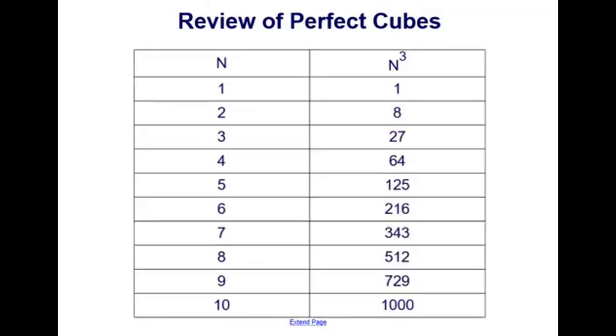So if we fill in our list, we have 1 cubed is 1, 2 cubed is 8, 3 cubed is 27, 4 cubed is 64, 5 cubed is 125, 6 cubed is 216, 7 cubed is 343, 8 cubed is 512, 9 cubed is 729, and 10 cubed is 1,000. And again, we found those numbers by taking the number n and cubing it. We're multiplying that number by itself 3 times.